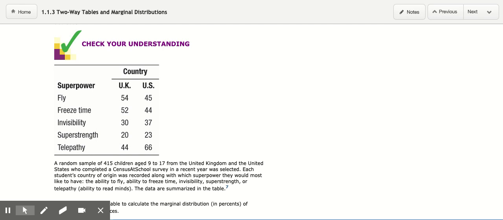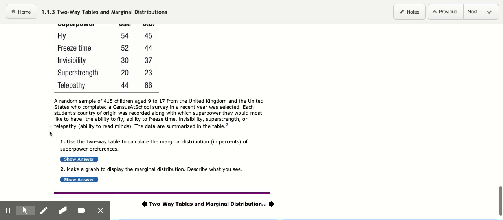And the data is summarized in this two-way table. So two-way, again, has information going from the left and then going from the right. So the people that fly and from the UK is 54. So that's where the two parts meet. Hence, it's called a two-way table.